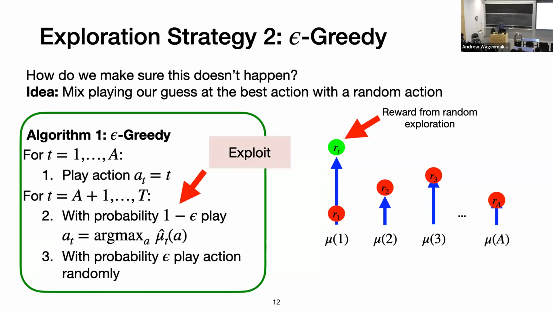Okay, and just to tie this to the exploration-exploitation tradeoff, what it's really trying to do in step 2 is exploiting. It's trying to take advantage of the reward I have. Whereas in step 3, it's exploring. So this is now doing explicit exploration, while the pure greedy strategy was only exploiting.